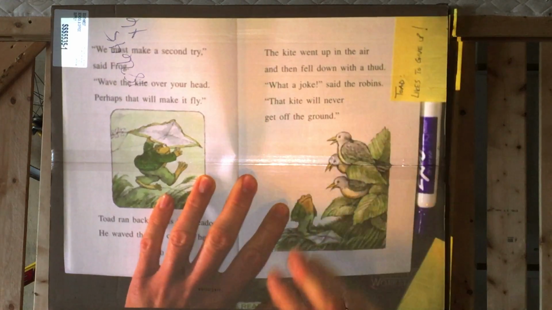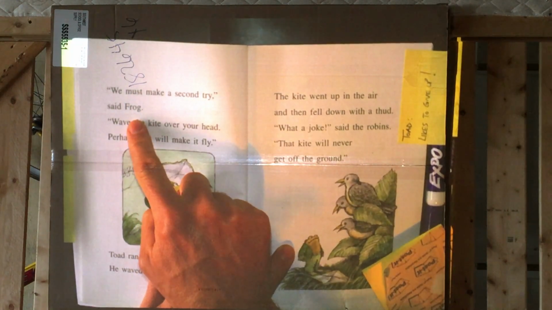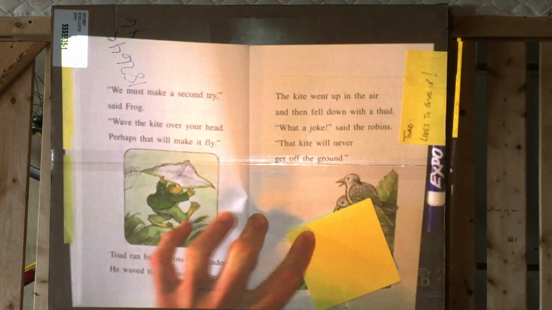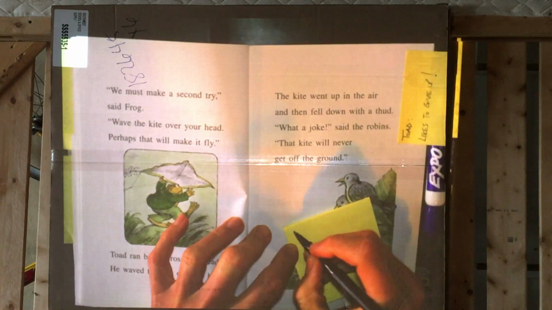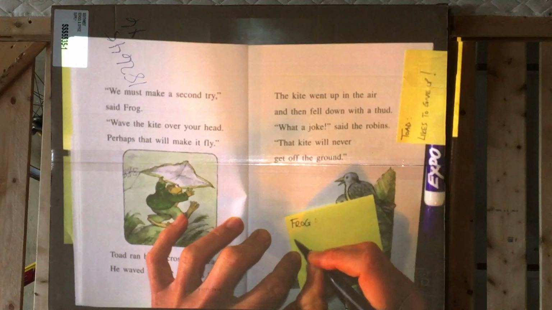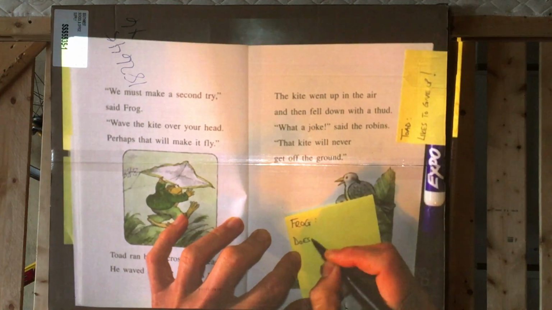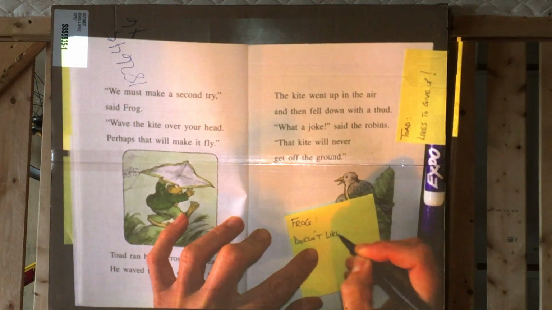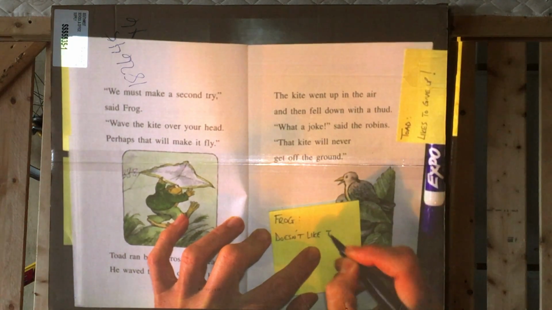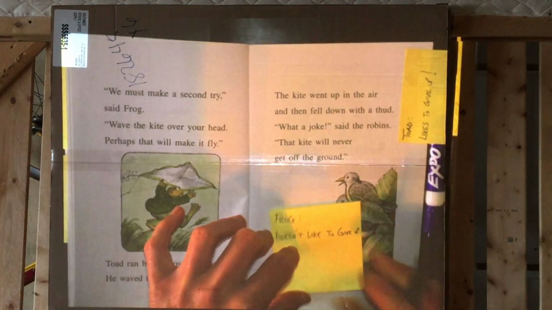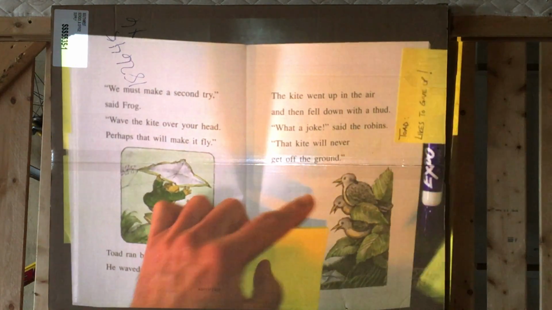And straight away I'm going to turn over and it says, we must make a second try, said Frog. Huh. So I might put here, Frog doesn't like to give up. Now this is linking to what we did last time. I'm going to put these in here. I'm learning loads about these characters.